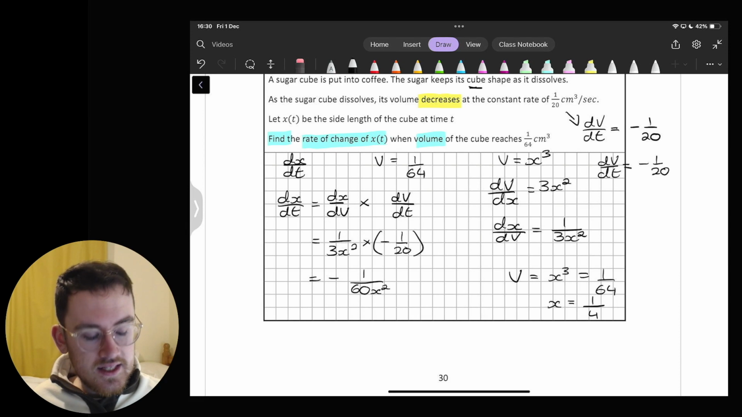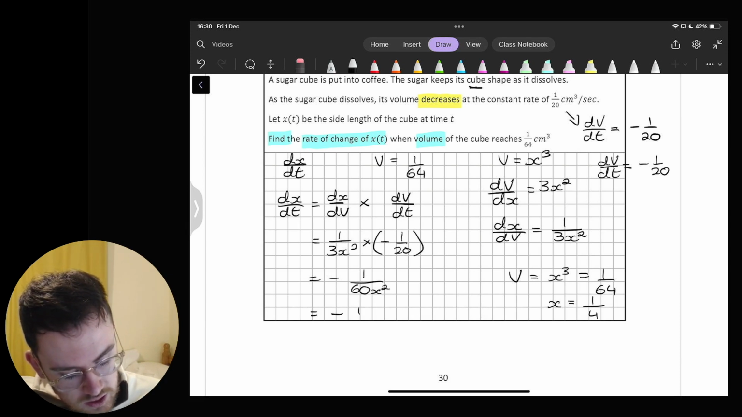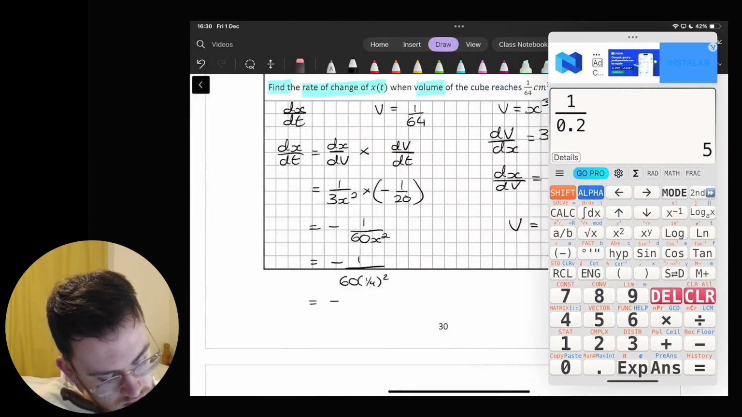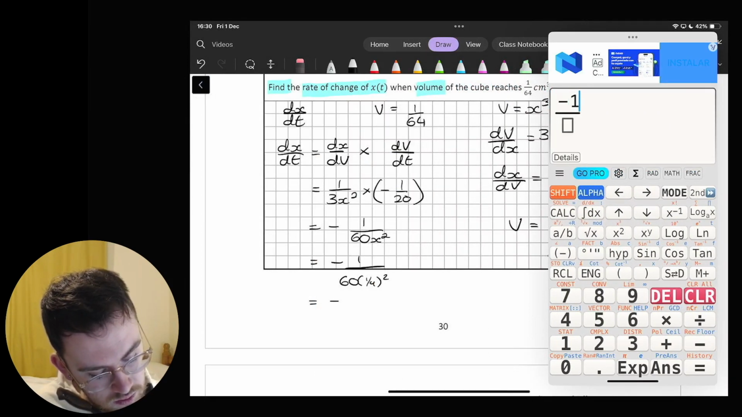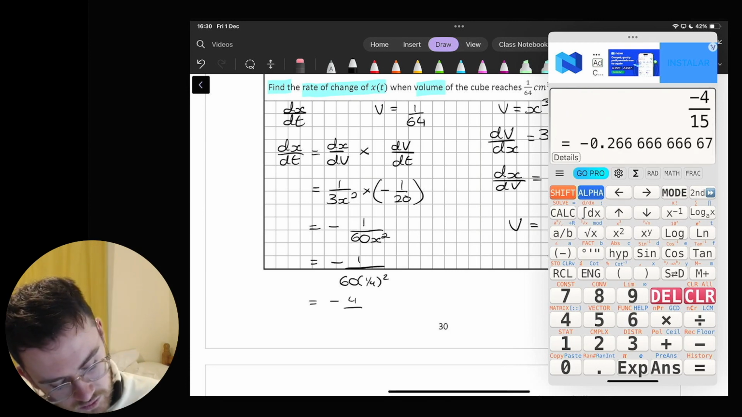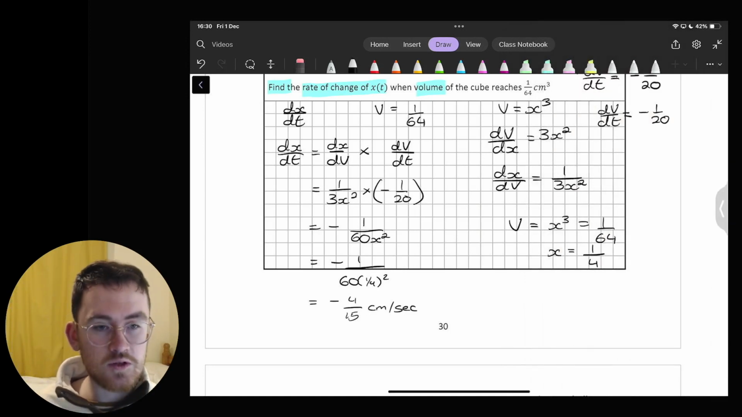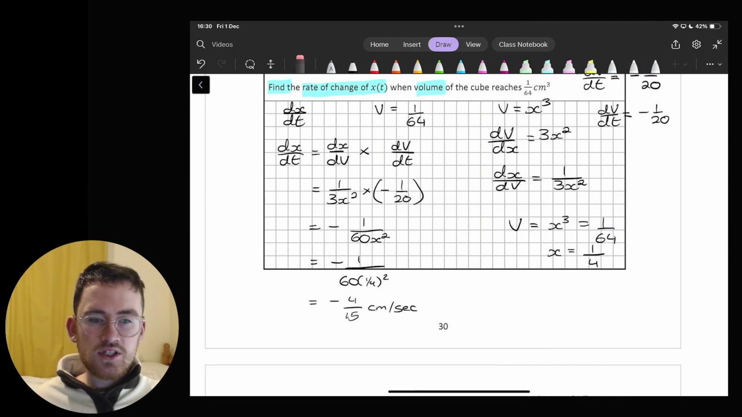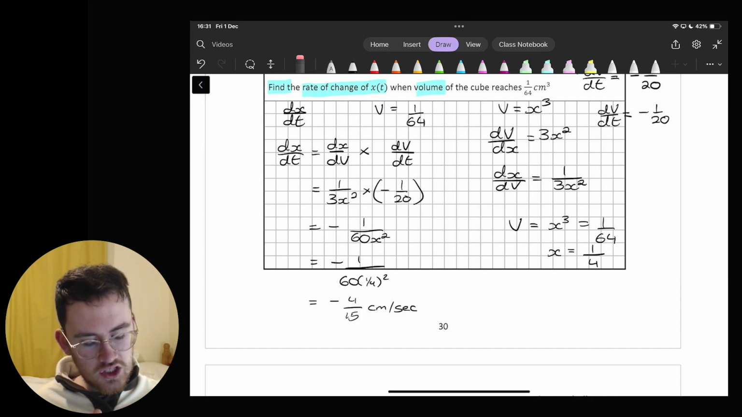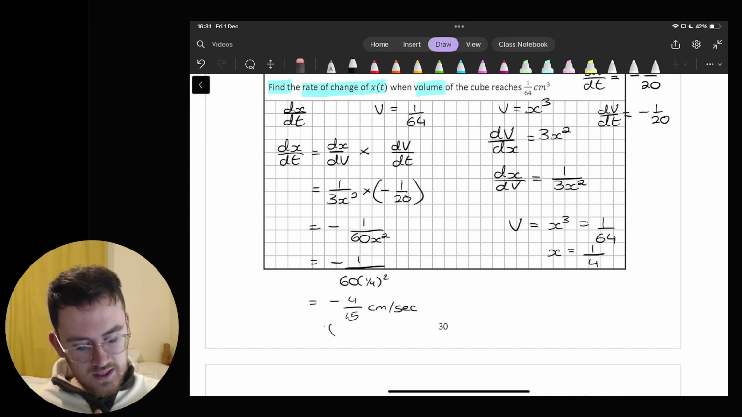Okay, so taking that and subbing it all into my rate of change here, it's minus 1 over 60 by a quarter squared, which is going to be minus 4 over 15 centimeters per second. Okay, centimeters per second. Now we can see there the rate at which the length of the side, because remember x was the length of the side, is changing is a negative rate here, as we can see with the minus there.